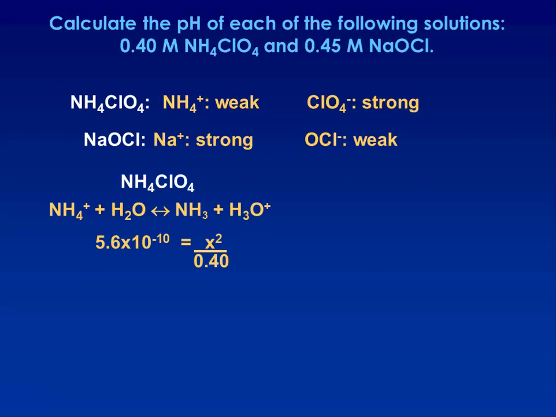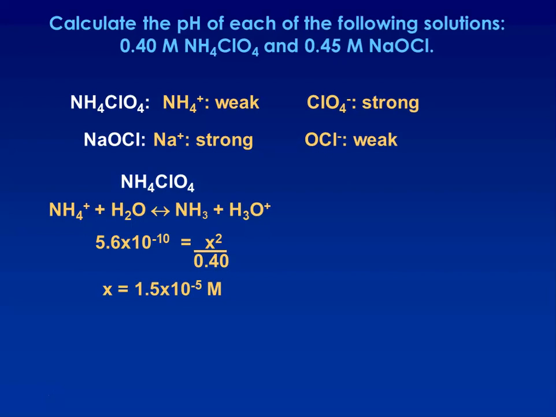This is the first time you're seeing me not set up an ice chart because, as we've seen in those previous problems with weak acids and weak bases, you don't have any of the products, you only have the reactant. Look at that concentration of NH4 plus. It's the same as NH4ClO4, and it's 0.40 molar, which is substantially larger than 5.6 times 10 to the negative 10th. If I go through and solve for x by assuming the change in ammonium would be negligible, I get an x of 1.5 times 10 to the negative 5th.